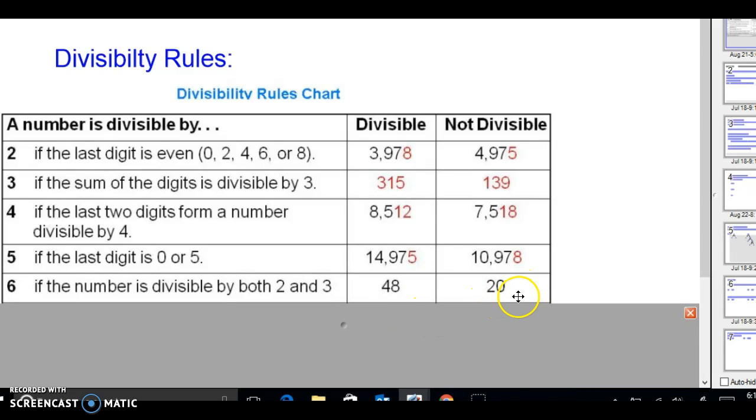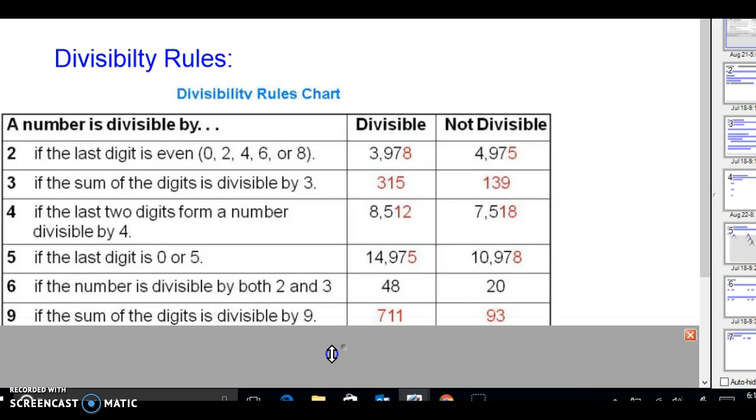Let's look at 20. Since 0 is an even number, I know that it is divisible by 2. However, when I add 2 plus 0, I get 2. And 2 divided by 3 does not work. Therefore, it is not divisible by 6.